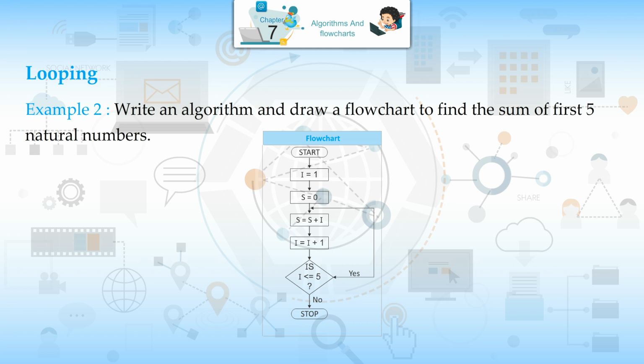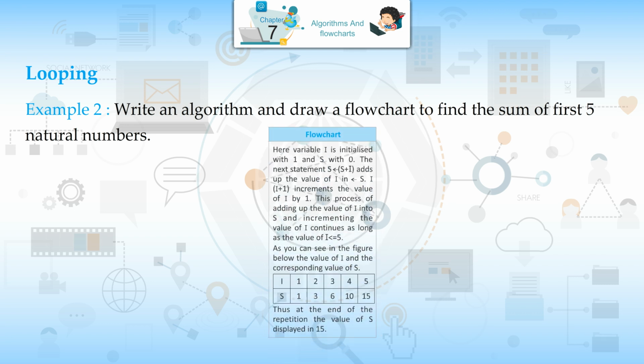Step 8. Stop. Flowchart. Start. I is equal to 1. S is equal to 0. S is equal to S plus I. I is equal to I plus 1. Is I less than or equal to 5? Yes. Go back to S equals S plus I. No. Stop. Flowchart explanation. Here, variable I is initialized with 1 and S with 0.